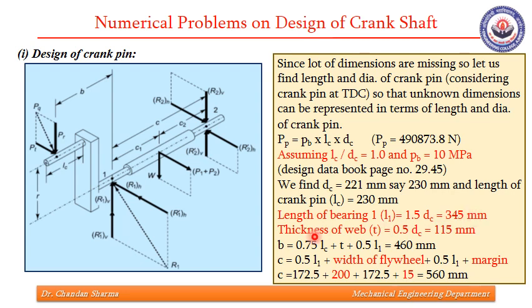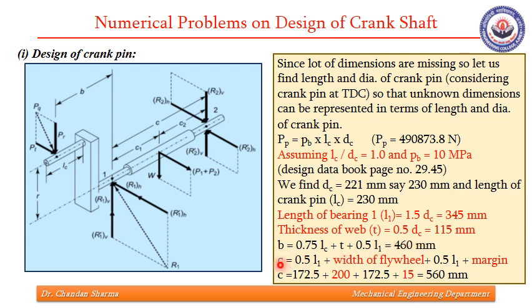The thickness of web is 0.5 DC. This relation is also given. So 115 mm. Since B and C are not given to us, B is the distance from bearing 1 to this force PR. So we will assume that this force will act at a distance of 0.75 LC. So B is 0.75 LC plus thickness of web plus 0.5 of L1, which is the length of bearing 1. So this comes out to be 460 mm.